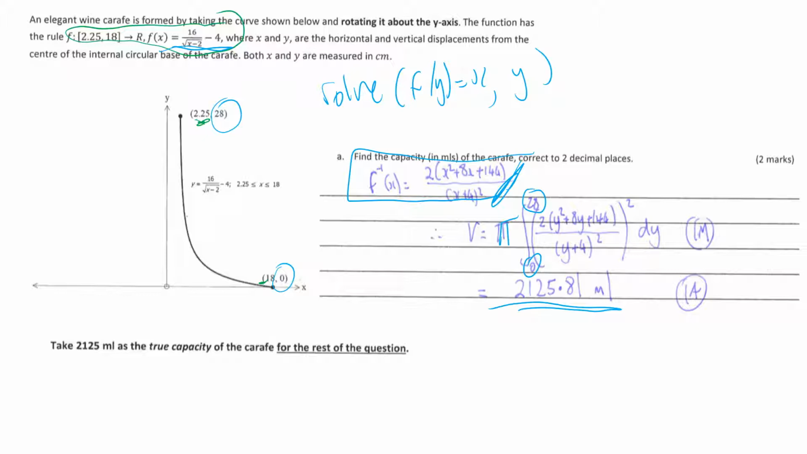So that was done pretty well, and taking careful note of the question, you're asked to take exactly 2,125 mils as the true capacity of the carafe. So hopefully that did one of two things. If you got that as your answer, you felt supported and encouraged that you're on the right track. And even if you didn't, you could just take that value and run with it thereafter.